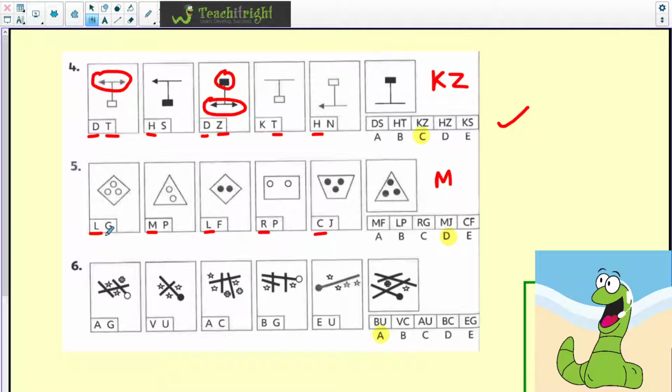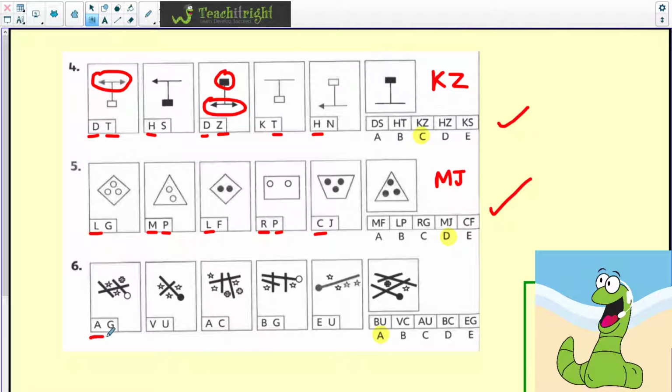And then the second letter, we're actually looking at the number of shapes inside, so the number of circles. So G is 3, P is 2, F is black but 2, P is 2, so these 2 are the same of course. And then we've got J for 3, black, and that's the one that we need, so it's MJ.